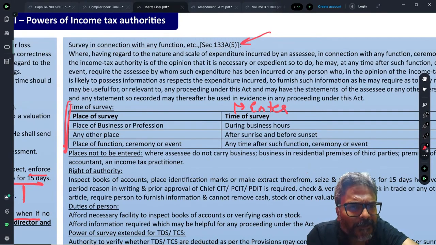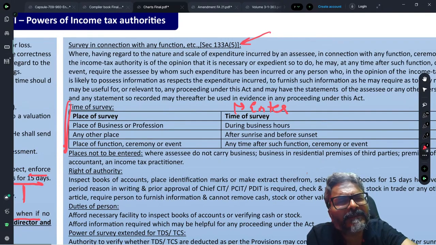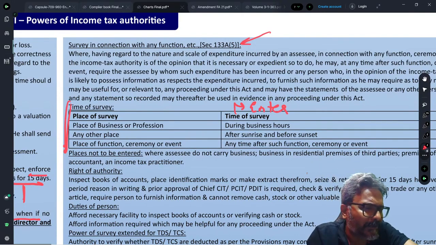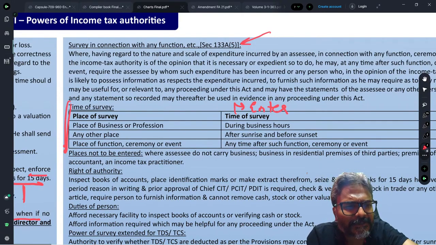So when you talk about a place of business or profession, it is during the business hours. Any other place, students, after sunrise but before sunset. Any example of any other place, sir? Say charitable. You can do the survey at a charitable location, isn't it? So if you are doing the survey, for example, in schools or hospitals registered as a charitable trust, then in that case the survey can be done only after sunrise but before sunset.